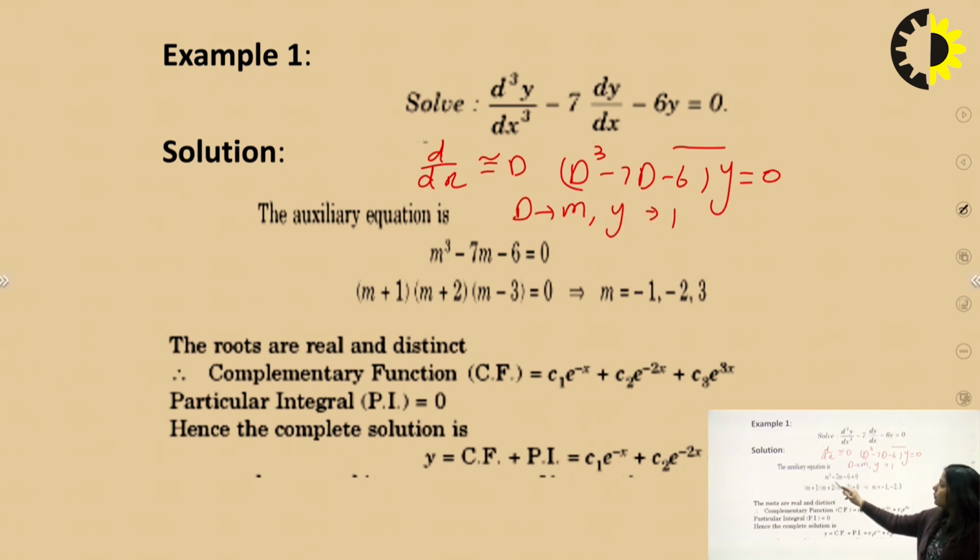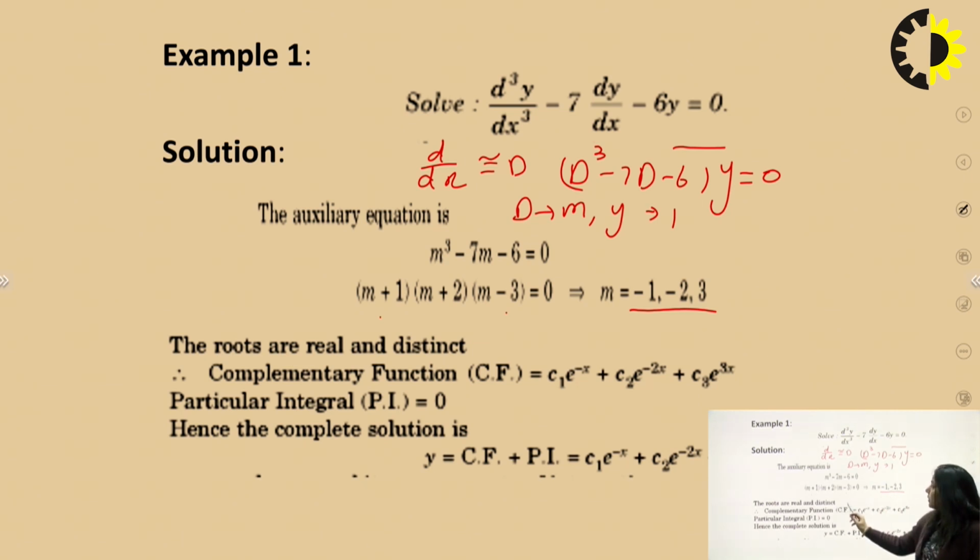So the auxiliary equation is m³ - 7m - 6 = 0. Now factorize this equation: (m + 1)(m + 2)(m - 3) = 0. So the roots are m = -1, -2 and 3. So all three roots are real and distinct.